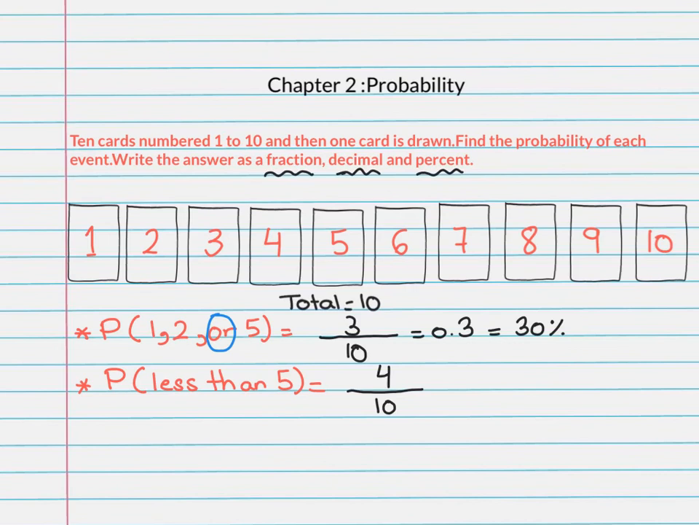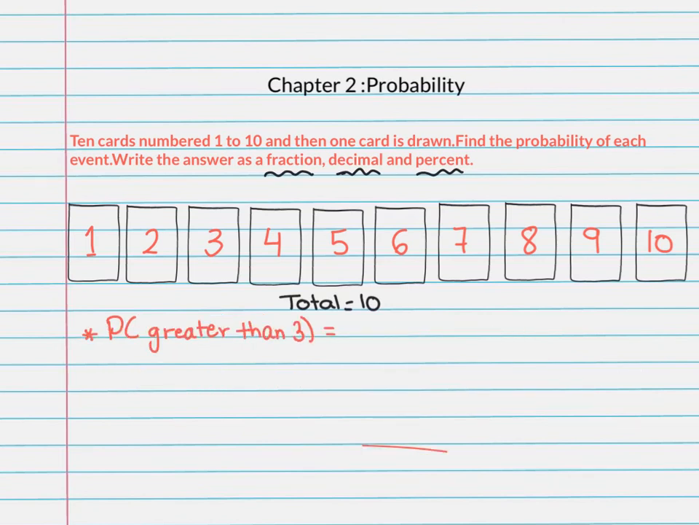Again, we check if there is a possibility of simplifying. That's right, divide by 2, and that's 2 out of 5 as a fraction. If I want to write it as a decimal, I divide 2 divided by 5, and that's an answer of 0.4. If I want it as a percent, I multiply the 0.4 by 100 and I will get an answer of 40%.